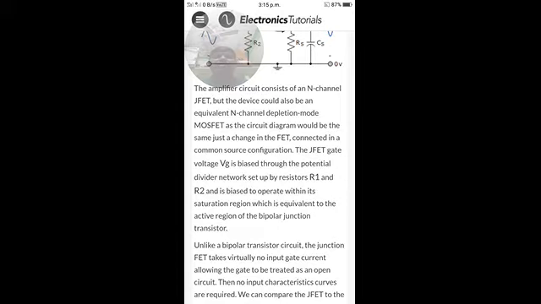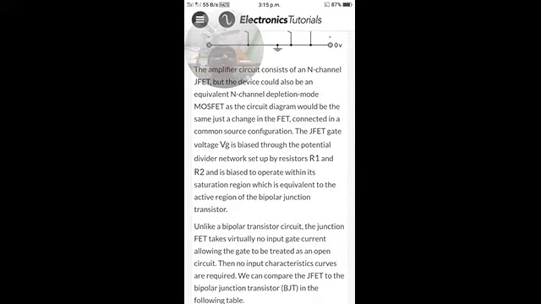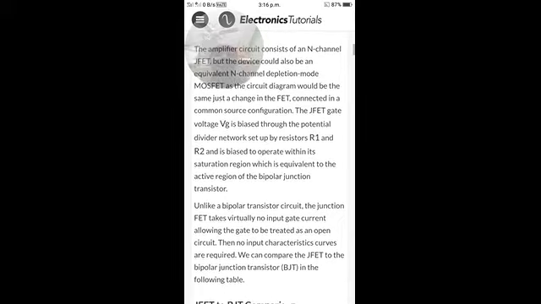Unlike the bipolar transistor circuit, the JFET takes virtually no input gate current. Here there is no gate current because of its high input impedance. The gate current is almost zero, so the gate acts as an open circuit. Then no input characteristic curves are required.